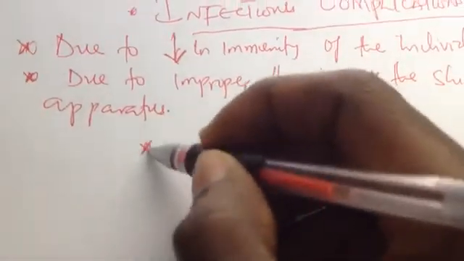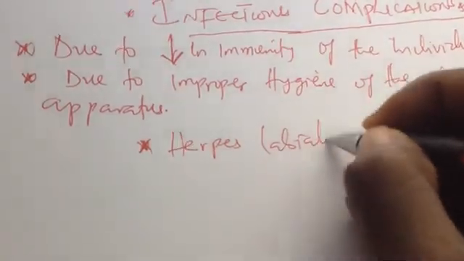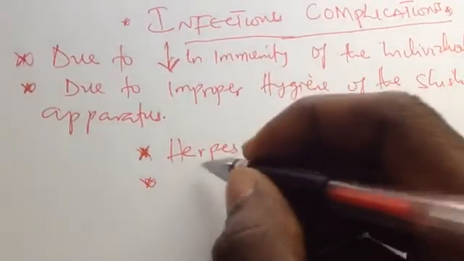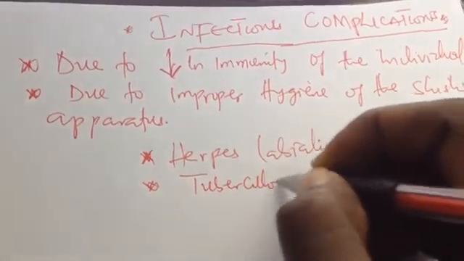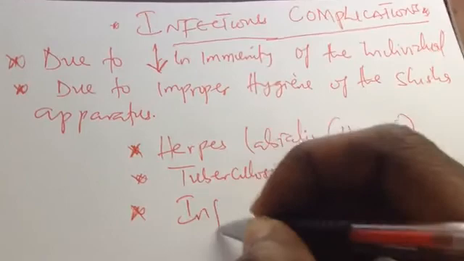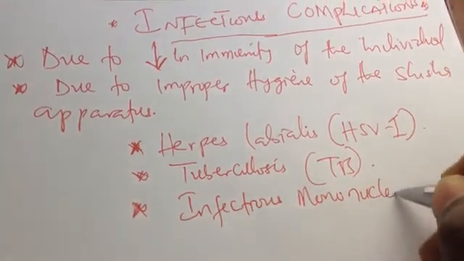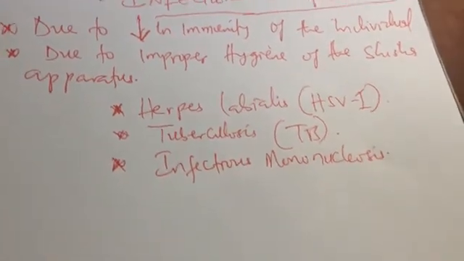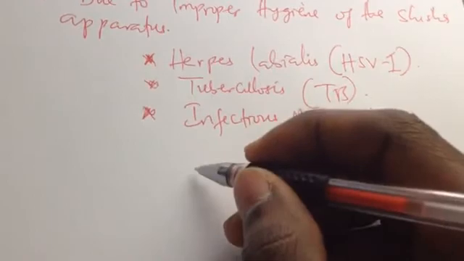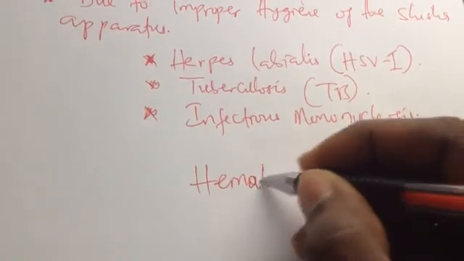So these infections are: number one, herpes labialis, that is caused by HSV1 virus, right? Then tuberculosis, TB. Then infectious mononucleosis, that is caused by Epstein-Barr virus. And other infections actually. So we have another consequence of smoking a shisha, which is the hematological consequence.